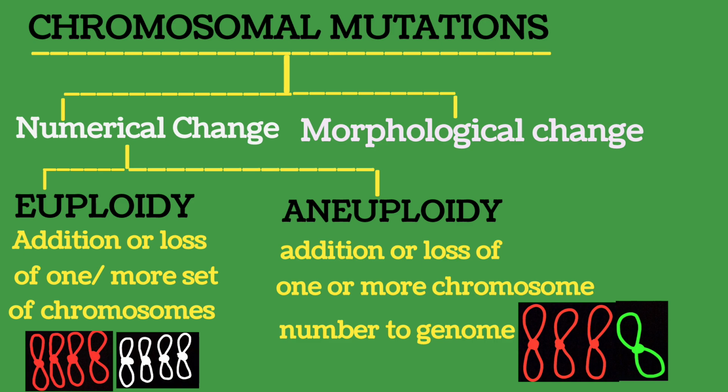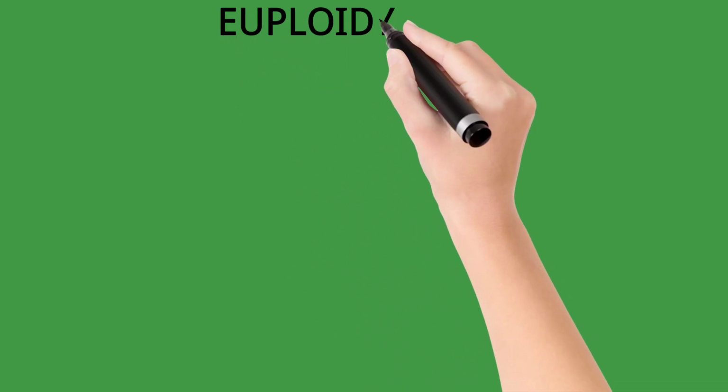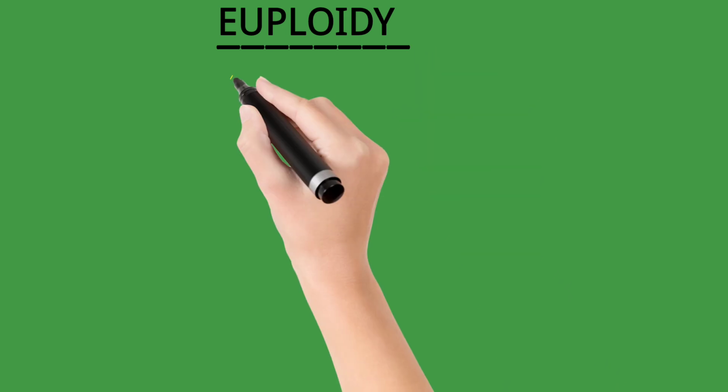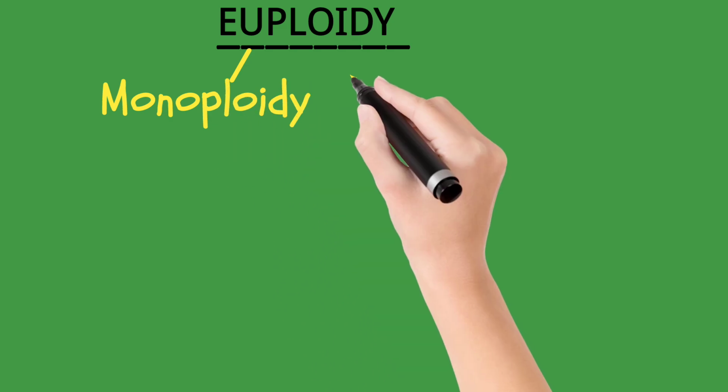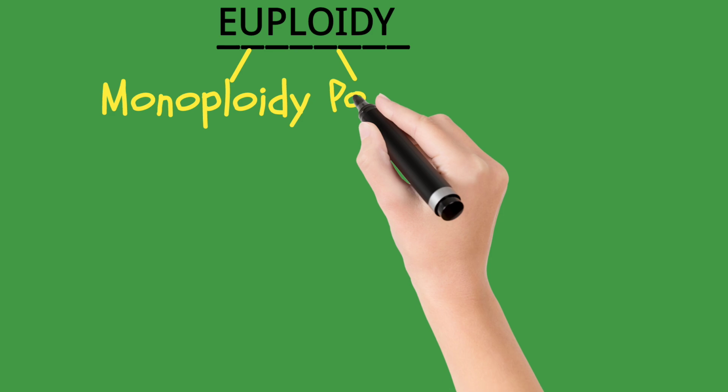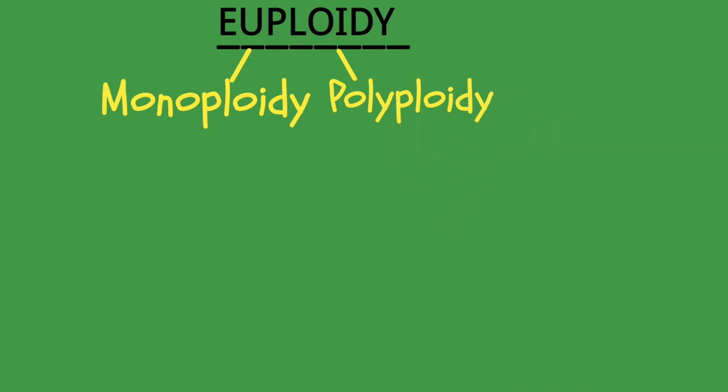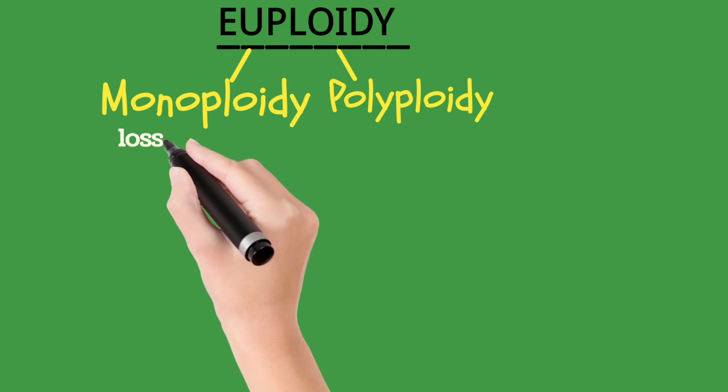Now coming to the main topic of chromosomal mutation, that is euploidy. It will be the first video of chromosomal mutation. Now what is euploidy? We have already discussed. Here a set of chromosomes gets added or lost from an organism. It has broadly two types, monoploidy and polyploidy. In monoploidy, loss of one set takes place. In polyploidy, addition of chromosome set takes place.